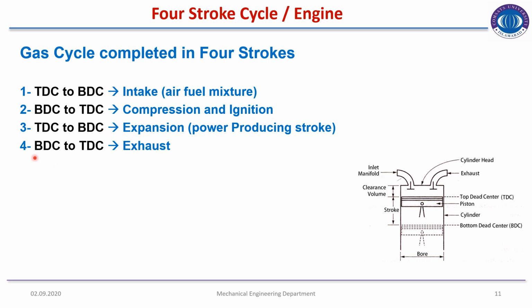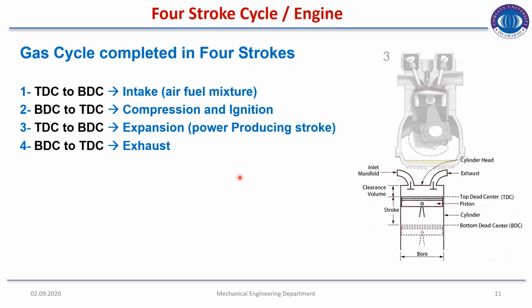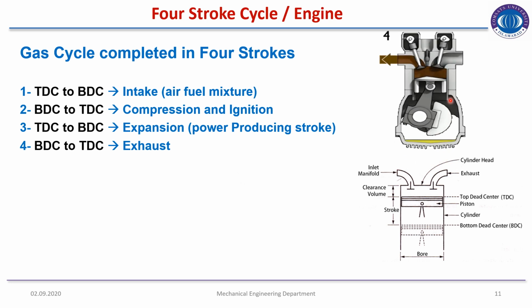And the last stroke is the exhaust stroke. The piston will again move from bottom dead center to the top dead center, displacing all the exhaust gases and ejecting them out into the atmosphere. So this is a schematic diagram. As you can see, intake, compression, spark, power stroke, and exhaust.